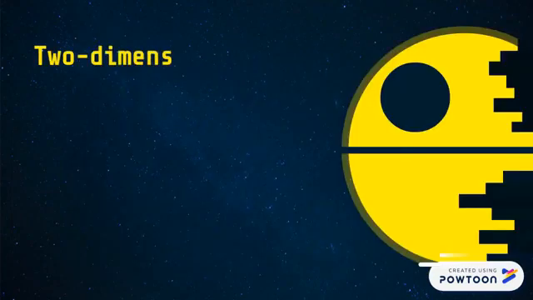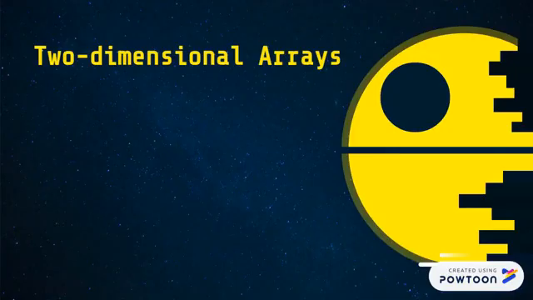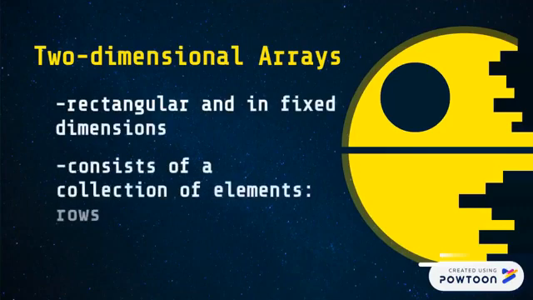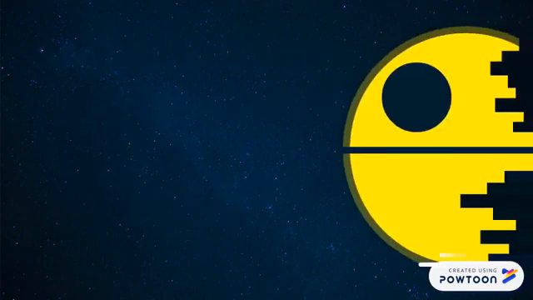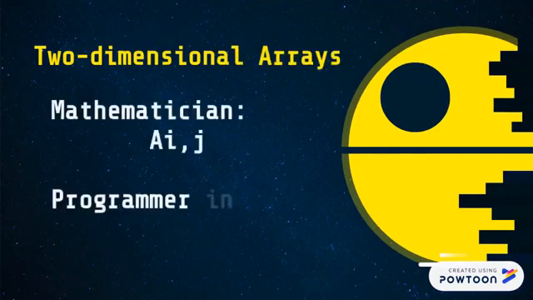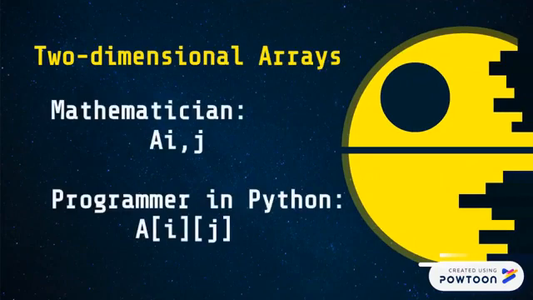For other applications, two-dimensional arrays or grids are more useful. These grids are assumed to be rectangular and are of fixed dimensions. It also consists of a collection of elements organized into rows and columns. Where the mathematician might say a_i,j, in Python, we can say a with the subscript of i, j. In Python, we want the row i from table a and column j from that row.